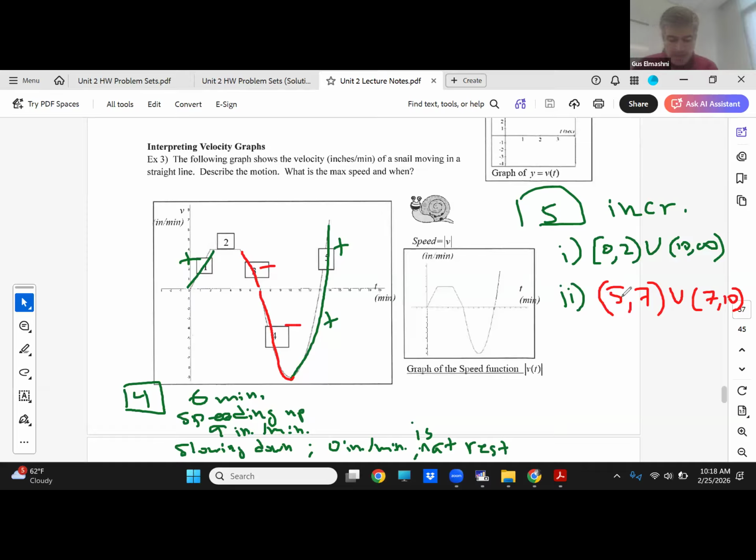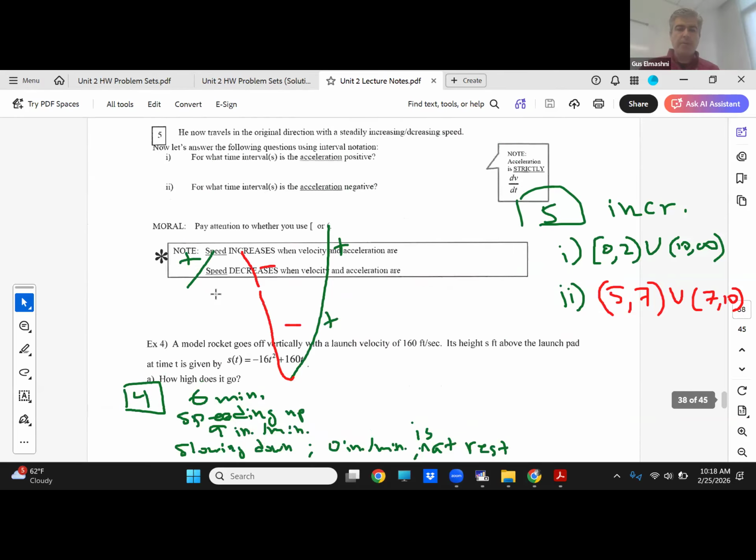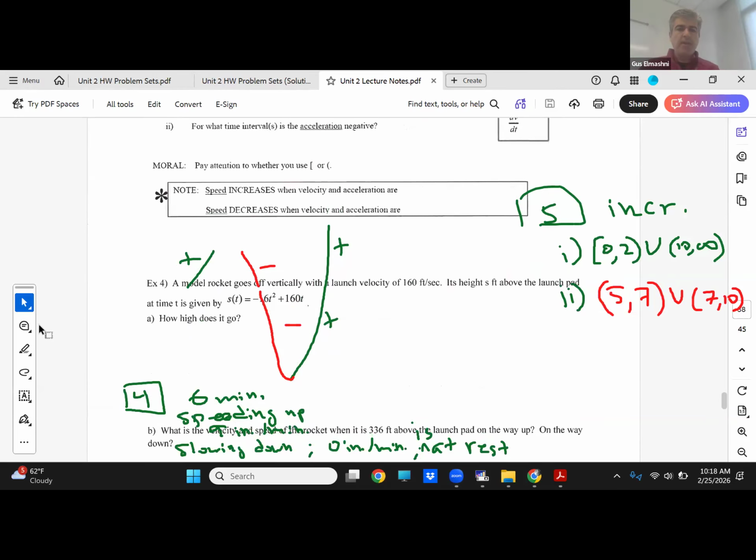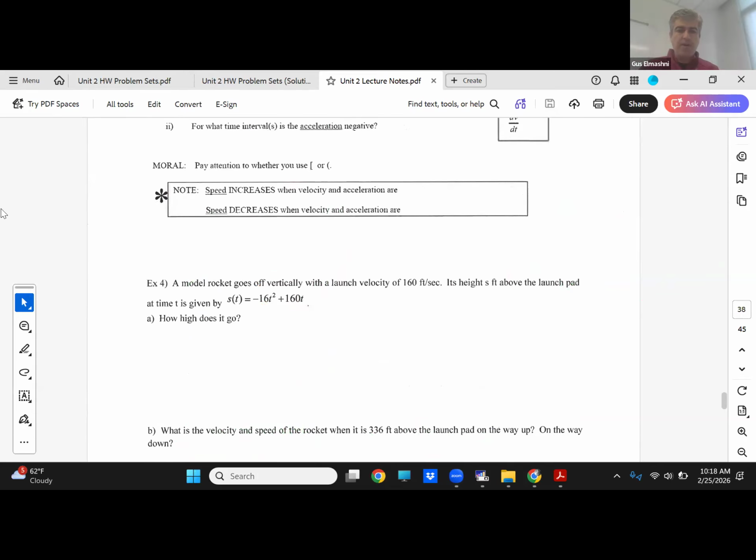So, okay, now here's the big thing. Can I move the screen, by the way? You guys good? Okay. This is the big thing. This is really the whole point that I wanted to get across to you guys. Speed increases when velocity and acceleration are both positive or both negative. Speed decreases when velocity and acceleration are opposite in sign.